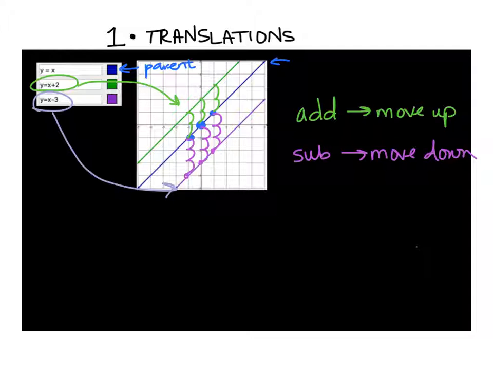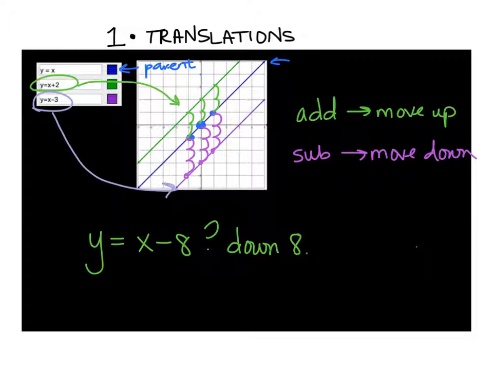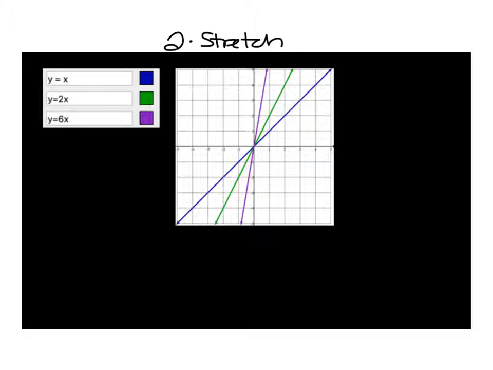All right, so then consider if you had y equals x minus 8, what do you think that would do? Hopefully you get that this should move your line down 8. Okay, here's our second translation. Again, our parent function is in blue. So blue is our parent.